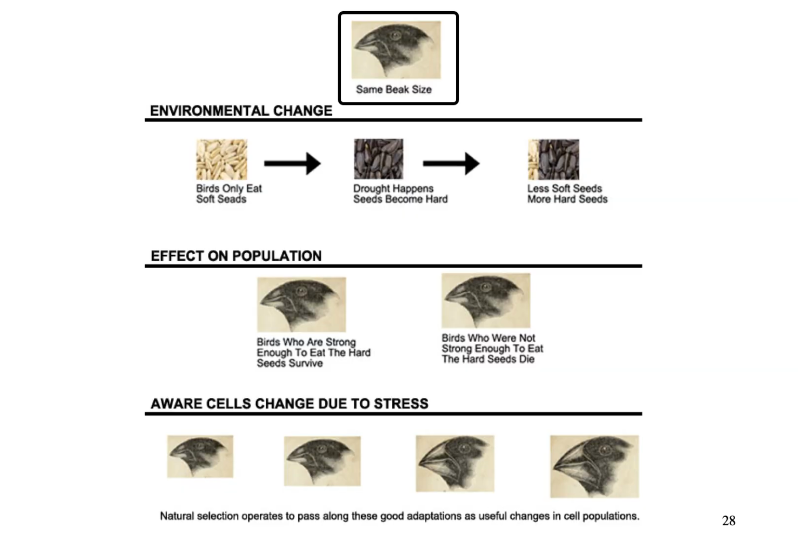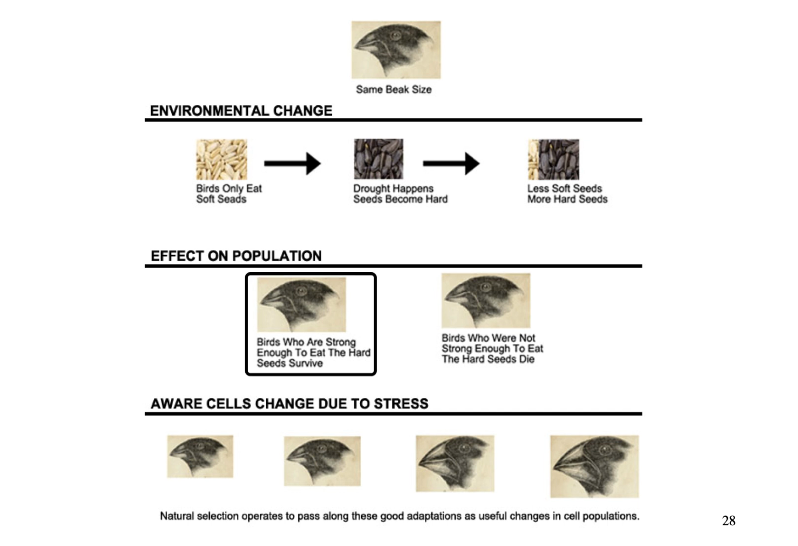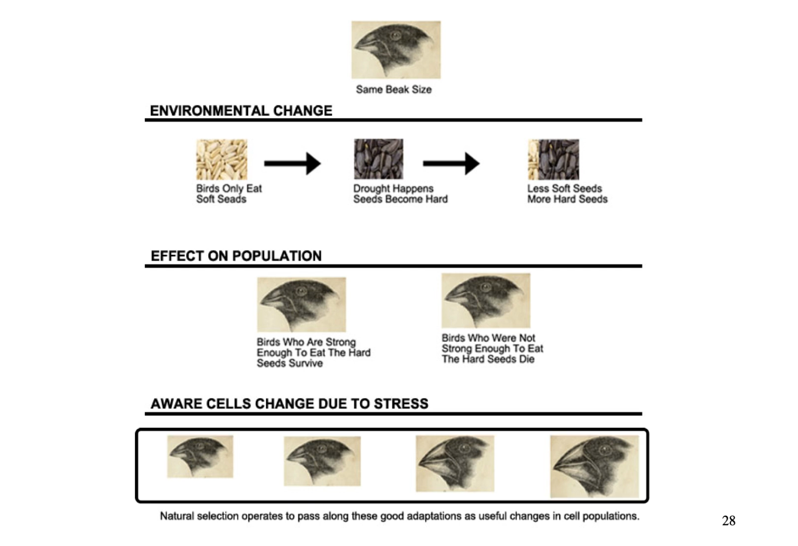So if you start up here with same beak sizes in all of the finches, and then there's an environmental change where there's a drought where the seeds become harder and there are fewer soft seeds, then birds with more robust beaks are favored. And so within the variation within the population, those with the more robust beaks survive. Those with the smaller beaks do not survive. So during different times when the stressors in the environment change, then you will see a change in beak size.